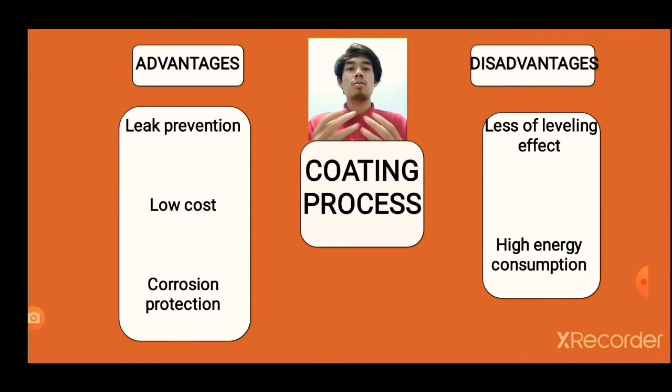So we are moving on to the last process, the last advantages and disadvantages, which is the coating process. The first advantage is leak prevention. Leak prevention is very important for our product, because if fuel is not properly contained, it can cause hazardous results, which is very dangerous. In this case, coatings can create a safe work environment by handling leaks.